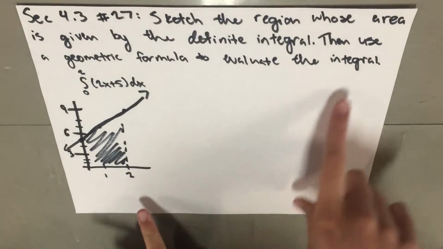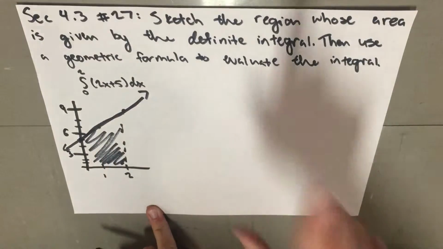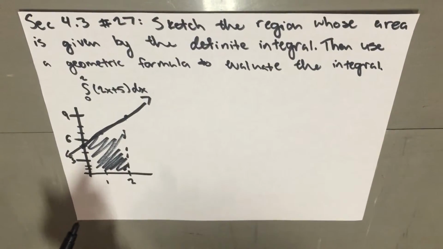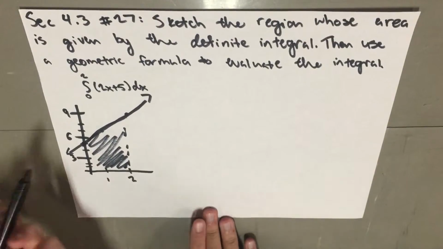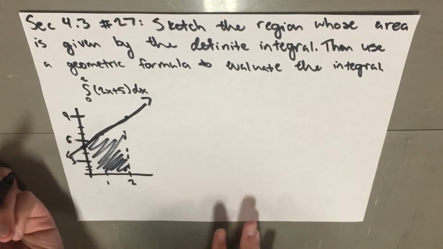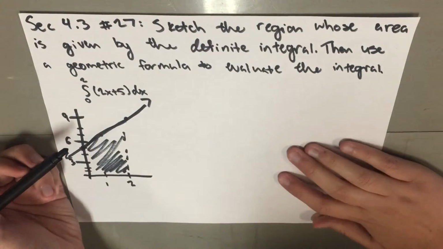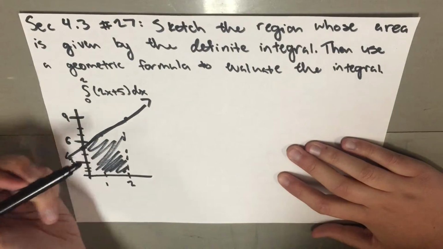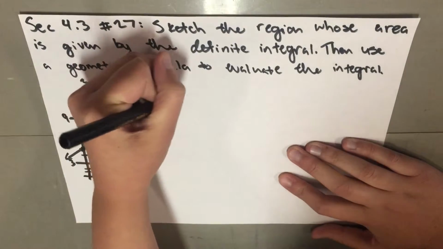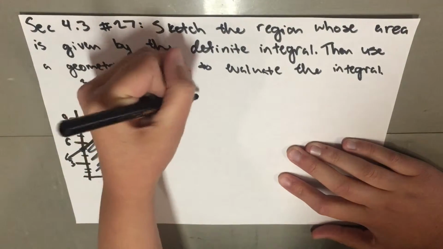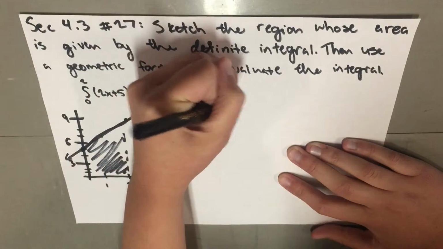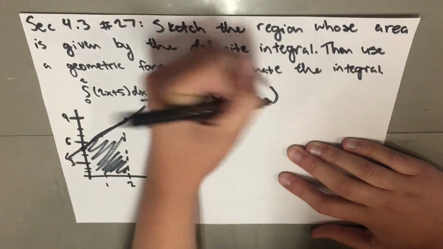And our next section says to use a geometric formula to evaluate the integral. So first we have to look at what type of geometric shape this looks like, and we can see pretty clearly that this looks like a trapezoid. So we'll use a formula for the area of a trapezoid to evaluate this integral. And the area of a trapezoid equals 1/2 height times base 1 plus base 2.